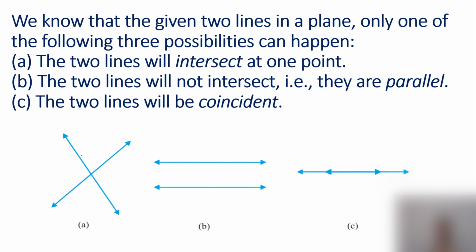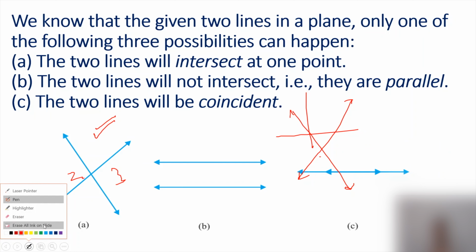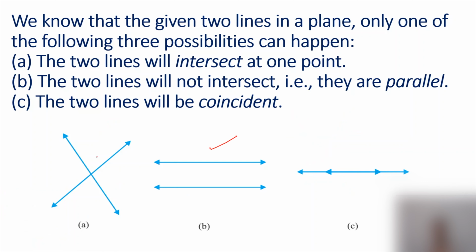Let's try to recall. As we have learned, a linear equation in two variables has a graph that is a straight line, and if we take a pair of linear equations, it means we are considering two lines. Two lines in a plane can be of three types. Three situations are possible: the lines can be intersecting, or parallel, or coincident.